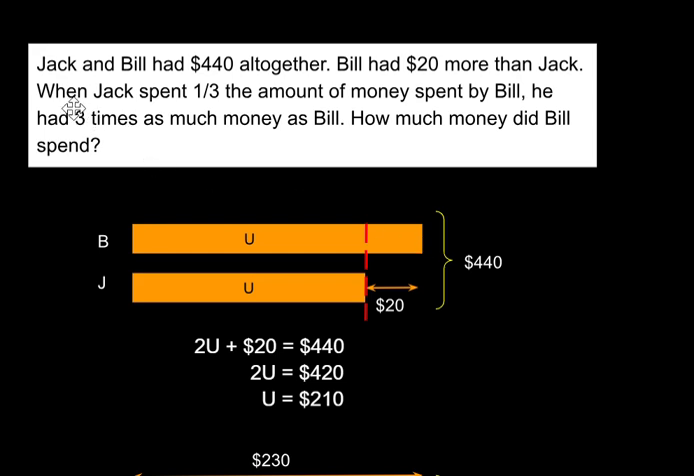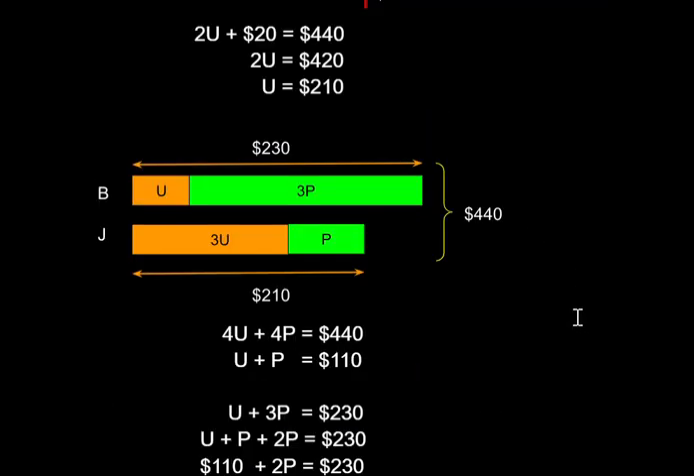Next part of the question: when Jack spent one third of the money spent by Bill, he had three times as much money as Bill. So assuming Bill spent three times this amount, or 3p, Jack will spend 1p. But in the end, Jack will have 3u as compared to Bill being 1u.